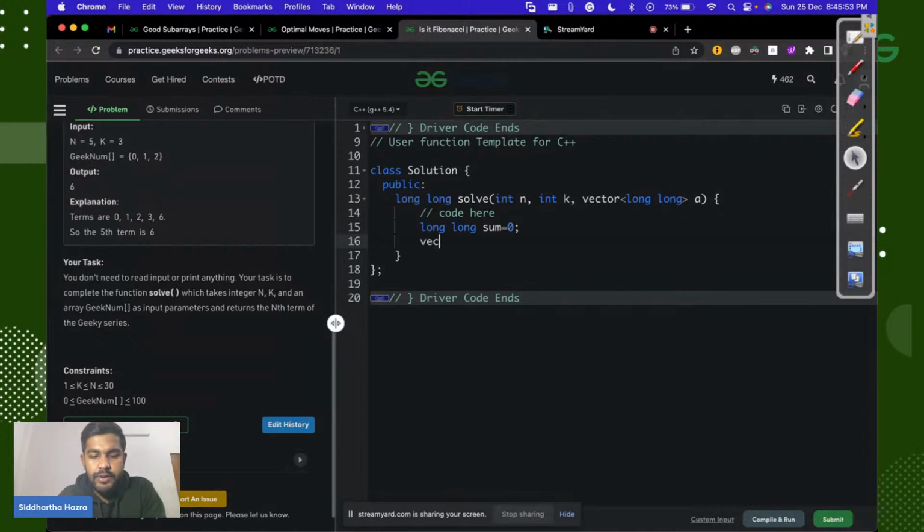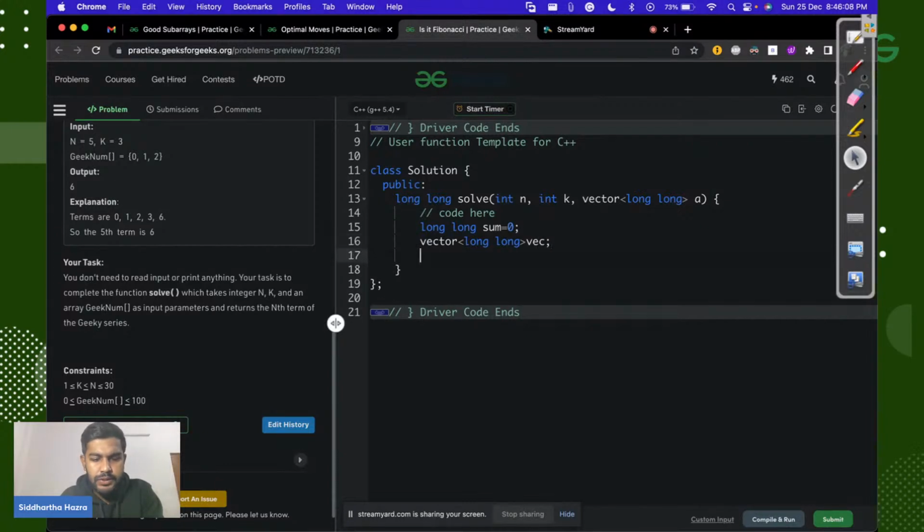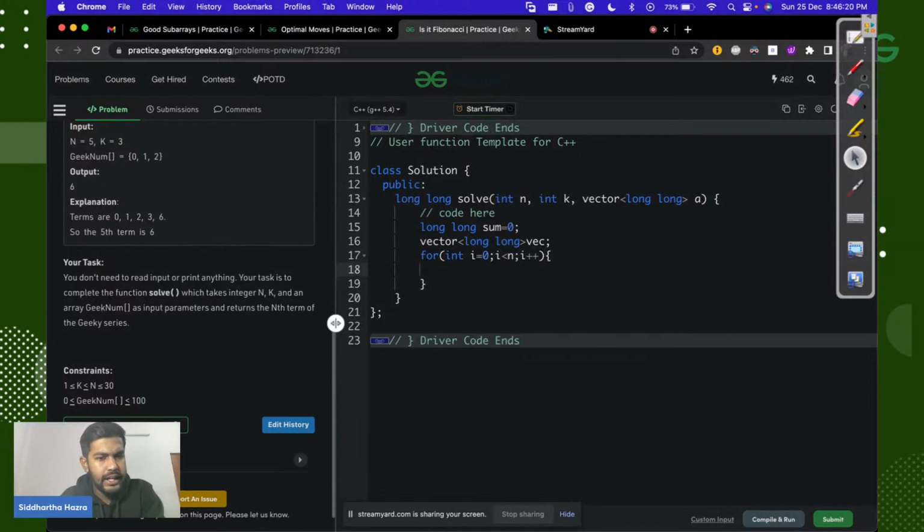Okay, so I would have a vector of long, and if you're in a contest, I would suggest that you can use macros also. Like you can just say using ll is equals to long long, and you can just write ll each time. I would just write vec because I would be using a vector, and then I would be iterating on the numbers. So I would simply use a for loop of int i less than n, simply iterating over the whole array.